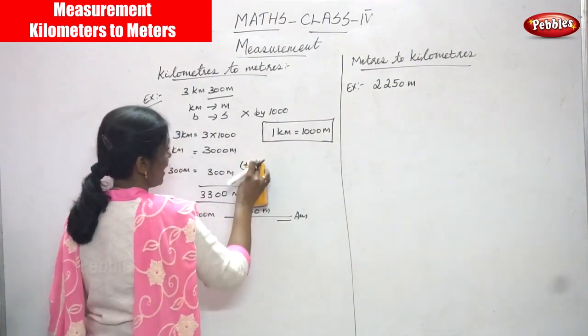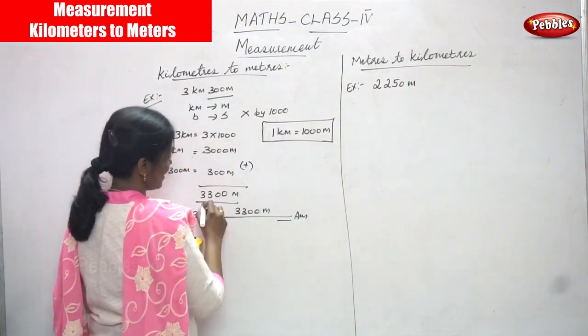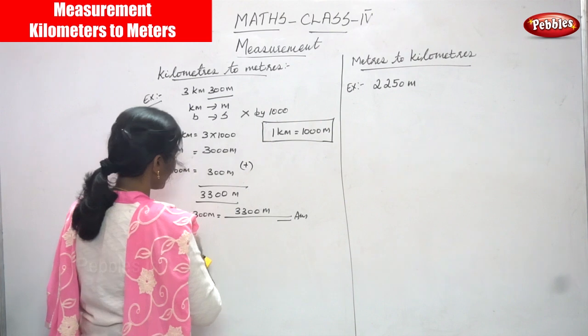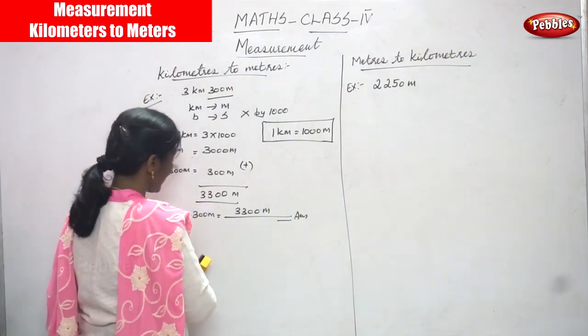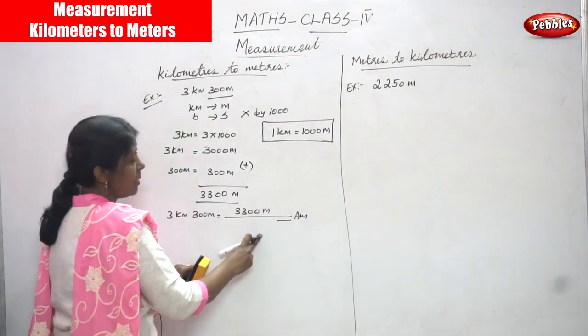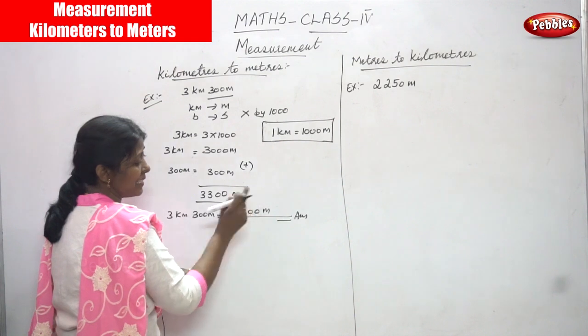You must add both because both are in the same unit. So now we are going to add. That means 3000 meter plus 300 meter. You get this answer, 3300 meter. That means 3 kilometer and 300 meter converted into meter means you have to make it the same unit. 3300 meter is the right answer.